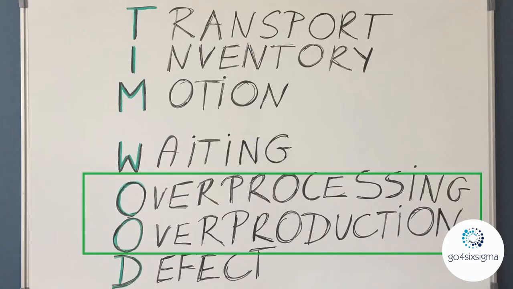Okay, the second and the third letter is O. So it's overproduction and overprocessing. Let me explain overproduction and overprocessing on the example of a PowerPoint presentation. Think that somebody, your customer, maybe your manager, asks you to prepare a PowerPoint presentation. And you created 20 beautiful slides, really beautiful. You are very proud of your work.